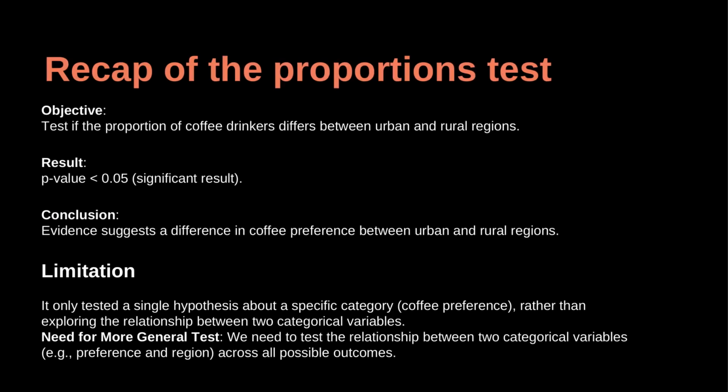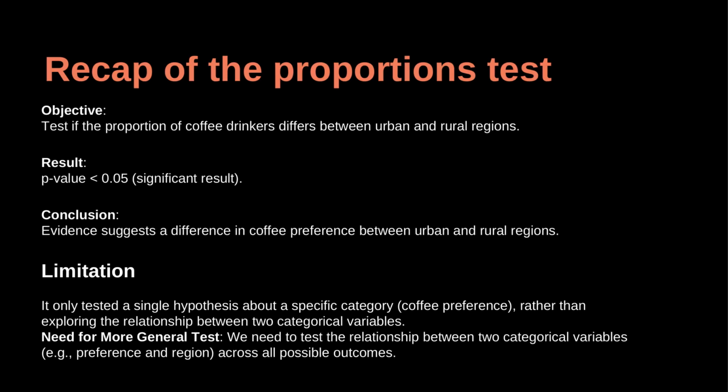Just as ANOVA extends t-tests to more than two groups, chi-square tests of independence extend proportion tests to more than two groups. Let's begin by quickly revisiting the proportions test we conducted earlier. Our primary objective was to determine whether there's a significant difference between the proportion of coffee drinkers in urban versus rural settings. For this, we used the two sample proportion test, which compares the proportion of successes, in this case coffee drinkers, between two independent groups, in this case the regions.